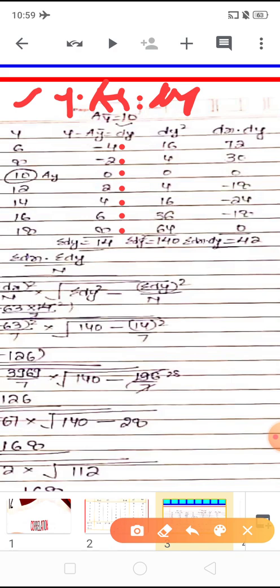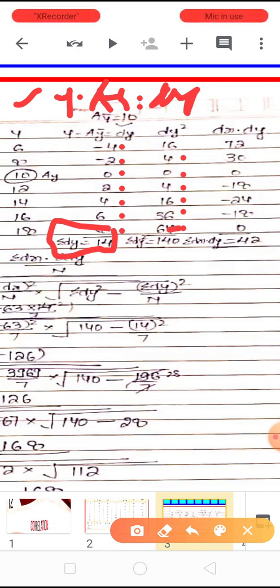Now we square dy. Minus 4 square is 16, minus 2 square is 4, 0, 2 square is 4, 4 square is 16, 6 square is 36, 8 square is 64. Once this is done, we need to sum up. Sigma dy is 14 and sigma dy square is 140.